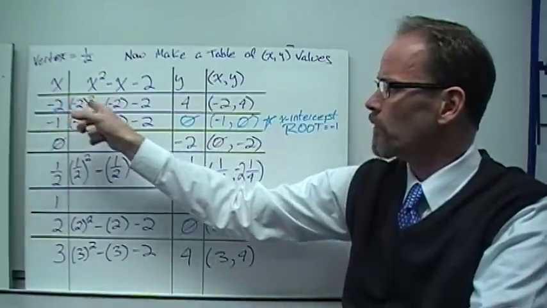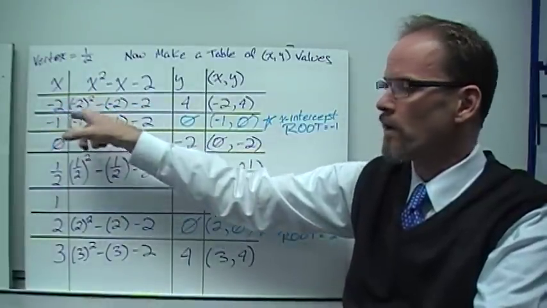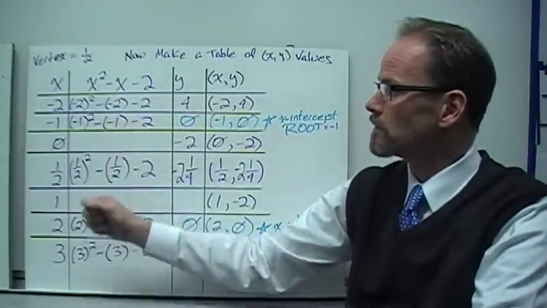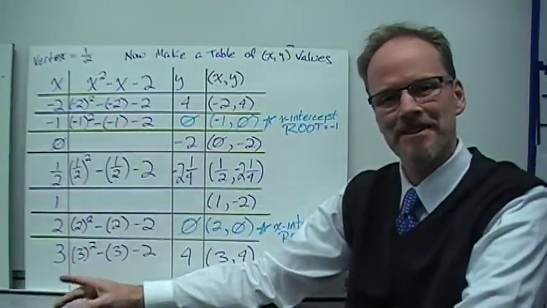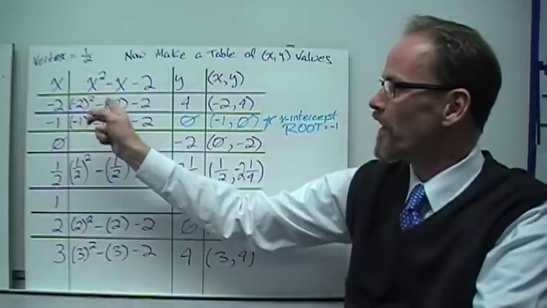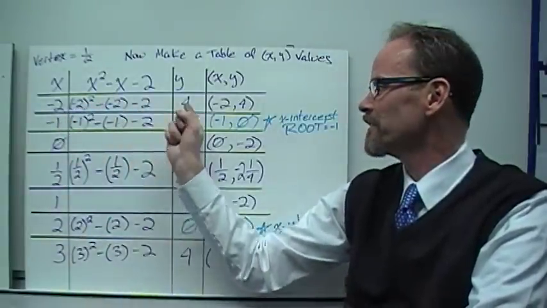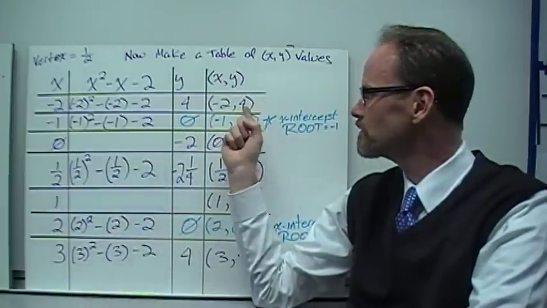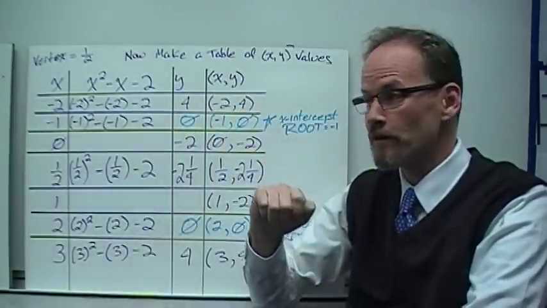Substitute in, and when I work it out, negative 2 squared is positive 4. Another positive 2 — I'm sorry, positive 2. So positive 4, plus positive 2 is 6. Minus 2 gives us positive 4. So when x is negative 2, y is positive 4.